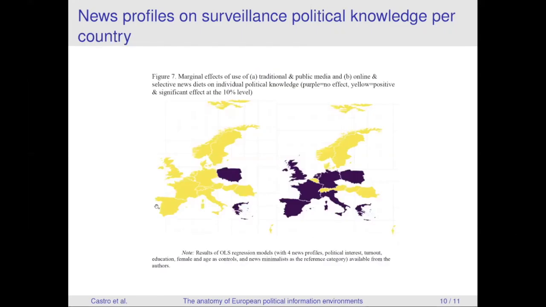So again, when we zoom in, and perhaps most interestingly, when we zoom in on differences across countries and what is the contribution of these two news user profiles to levels of political knowledge, we see that, for example, within the traditional media news profile, the relationship with political knowledge tends to be positively associated no matter where, although with some exceptions, Poland and Greece.